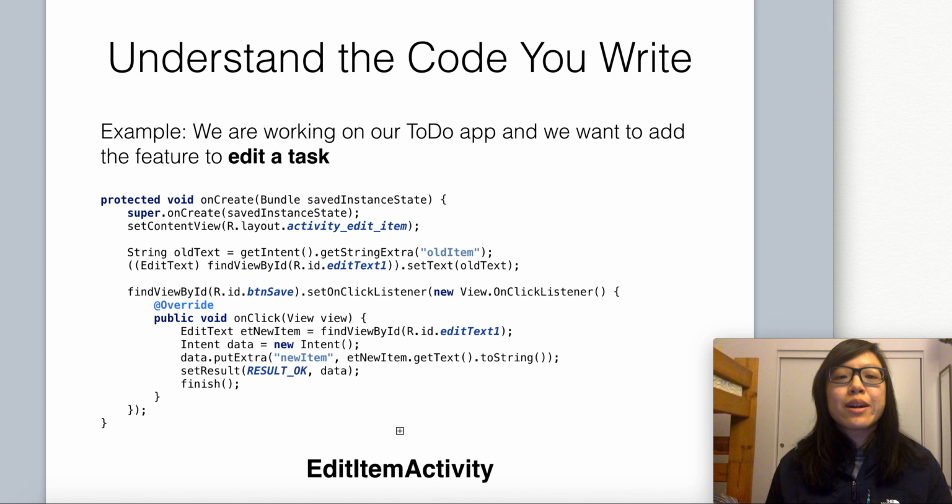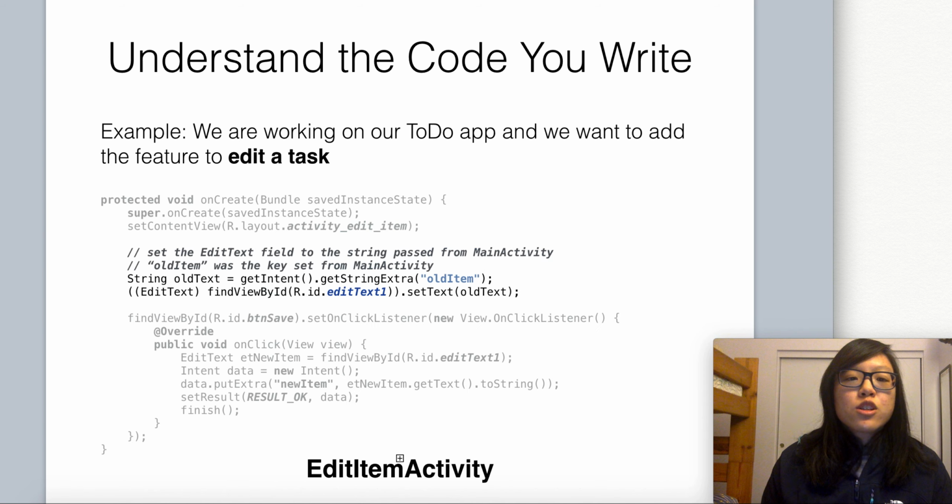Now going into edit item activity, we're going to do the same thing. So this is when we already have code that works, but we're just not quite sure how it works or why it even works. So we're going to go through this and see how we could tag it with comments. So the first thing is we wanted to do something like get intent, get string extra.